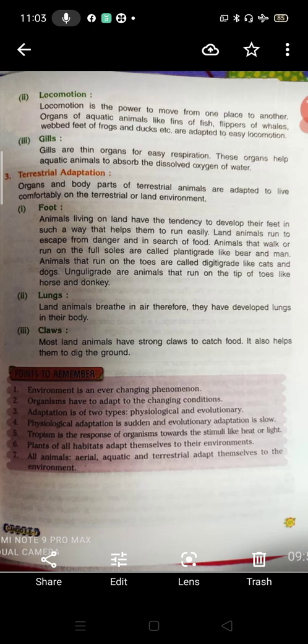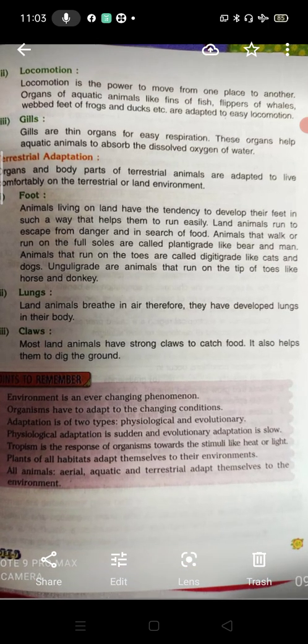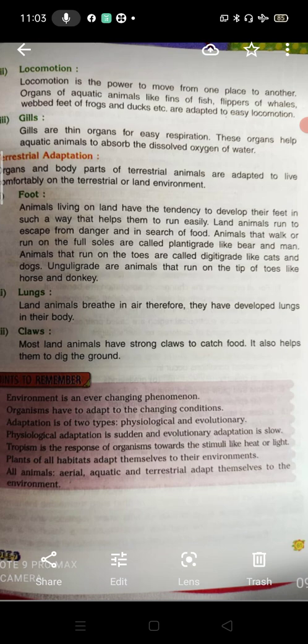Animals that walk or run on the full soles are called plantigrade like bear and man. Animals that run on the toes are called digitigrade like cats and dogs. Unguligrade are animals that run on the tip of toes like horse and donkey. So, these are different types of animals. The animals that run on the toes are digitigrade, that is cat and dog. Then we have plantigrade like bear and man like us. Then unguligrade, that is they run on the tip of the toe, that is horse and donkey.